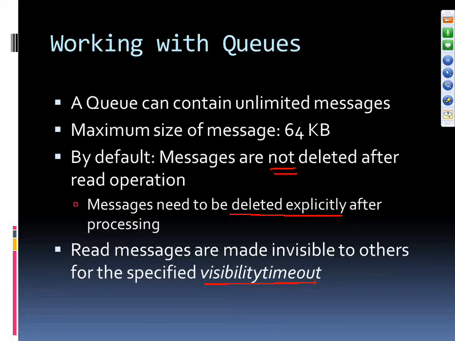For instance, if application A reads a message, it will be made invisible, let's say, for 30 seconds. So when a second application tries to read messages from the queue, that message will not be visible for those 30 seconds. After 30 seconds, if the message is not deleted, it becomes visible again to anyone who reads from the queue, which means the idempotent behavior required for your messages has to be implemented by the application reading the messages.